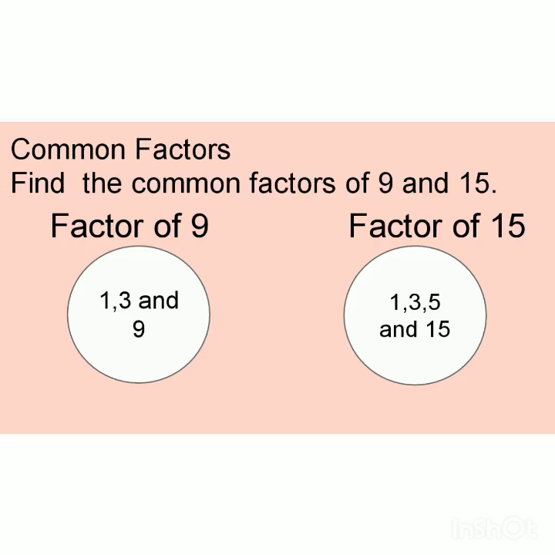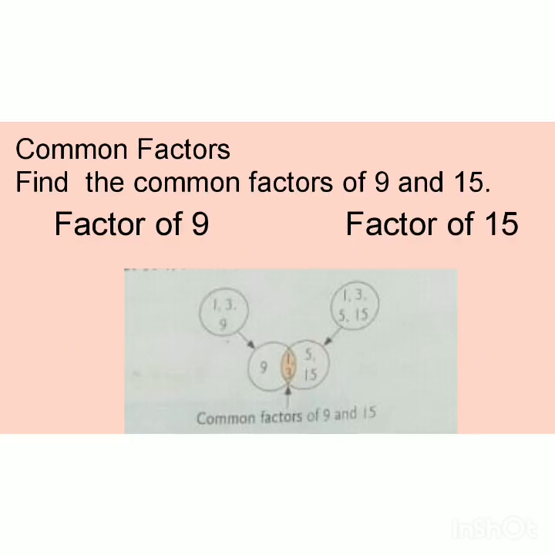Now, what are common factors? Let us consider the factors of 9 and 15. On one side, we write the factors of 9 that are 1, 3 and 9. On the other side, we write the factors of 15 that are 1, 3, 5 and 15. Now children, you can see here 1 and 3 are the common factors. Thus, factors common to 2 or more numbers are known as the common factors of those numbers.